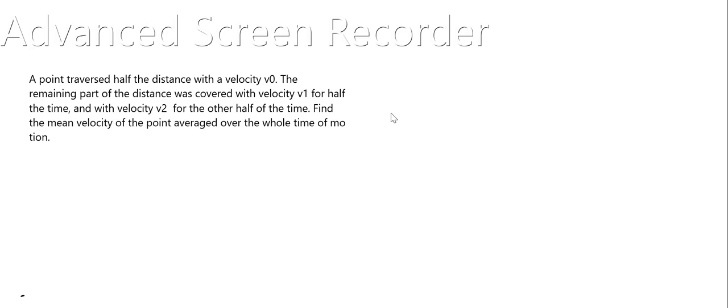A point traversed half the distance with velocity v0, and the remaining part of the distance was covered with velocity v1 for half of the time and velocity v2 for the rest of the time. So we are asked to find the mean velocity of the point averaged over the whole time of motion, that is the average velocity.